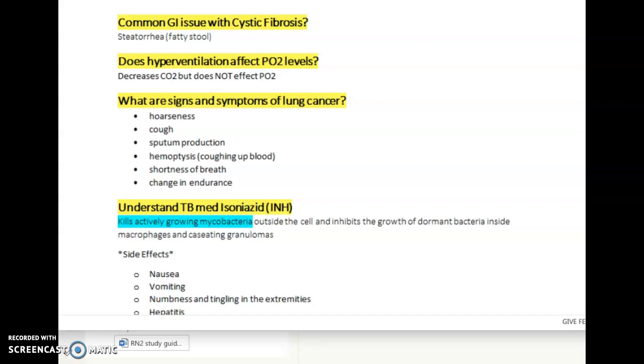Does hyperventilation affect PO2 levels? No, it decreases CO2, but it does not affect PO2.